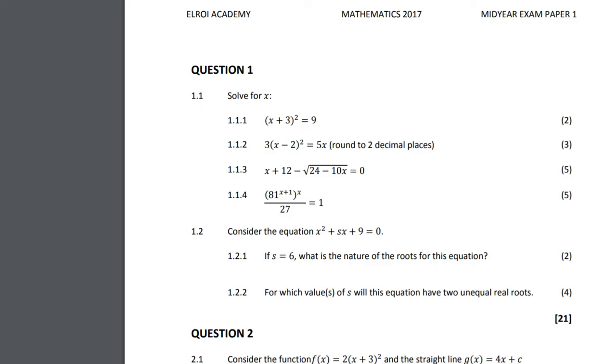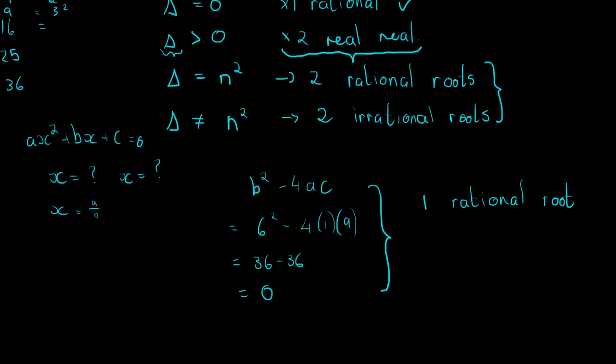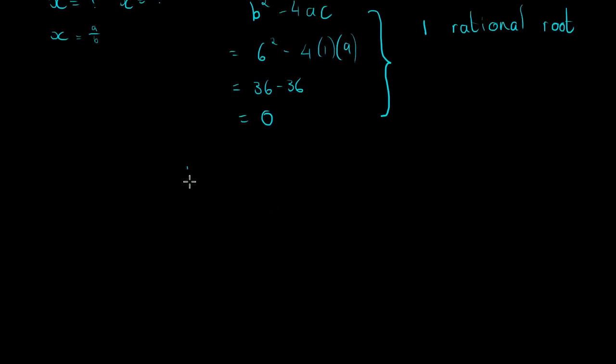The next question asks me, for which value or values of s will this equation have two unequal real roots? So I want two unequal real roots. I just want my discriminant to be greater than 0. So how will I do it? Well, what's my discriminant? b squared minus 4ac. I want it just to be greater than 0.